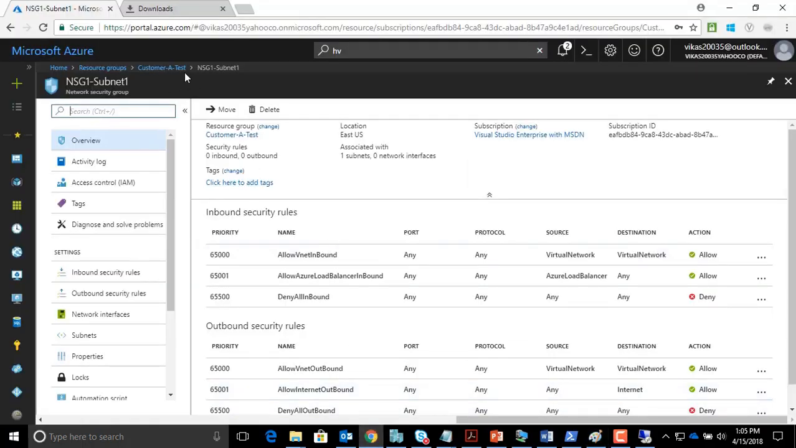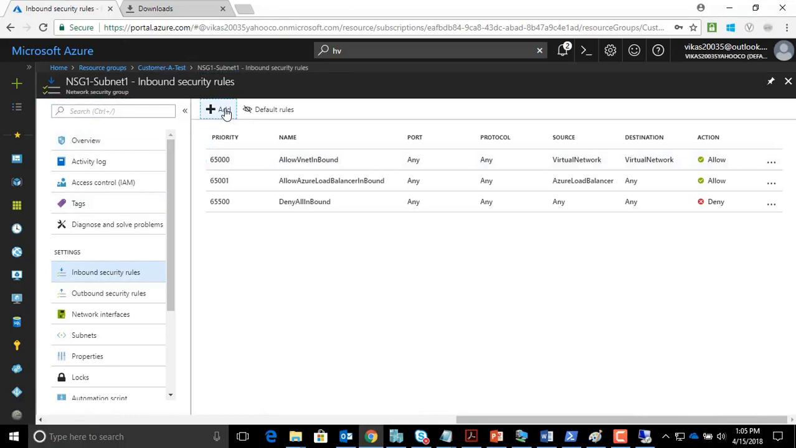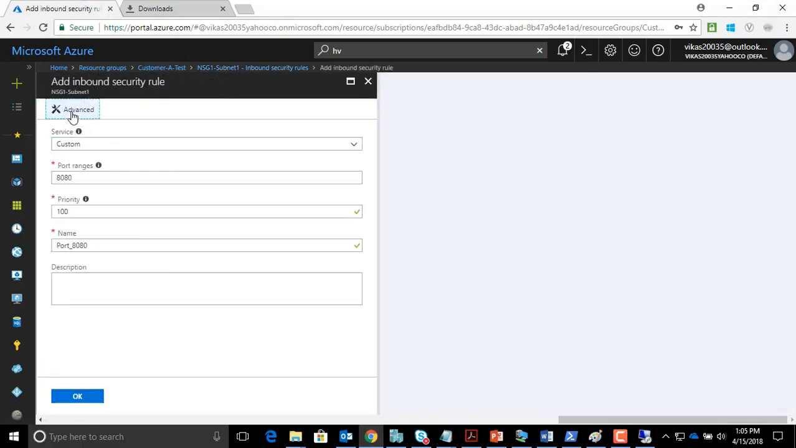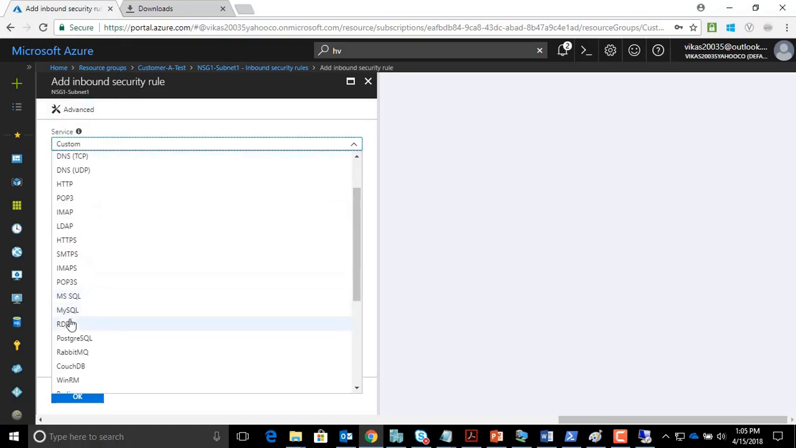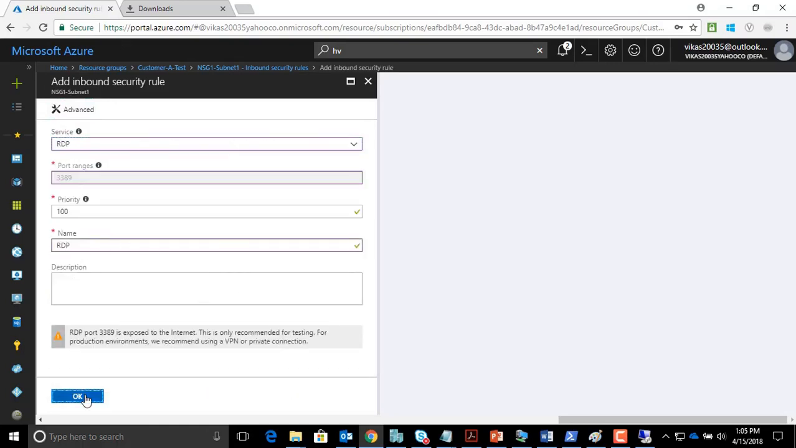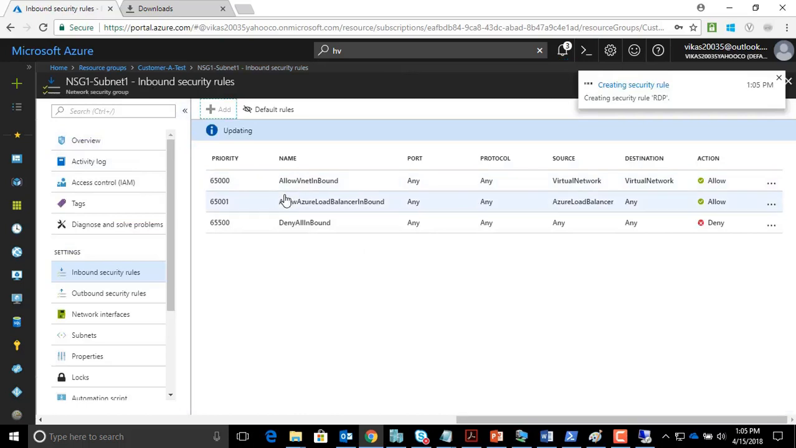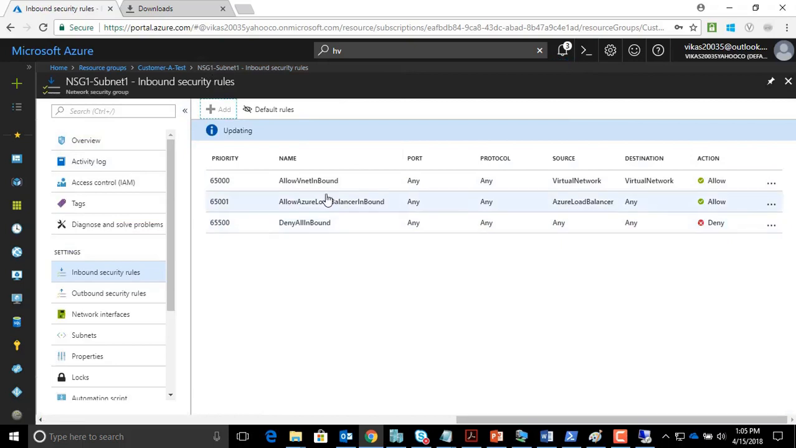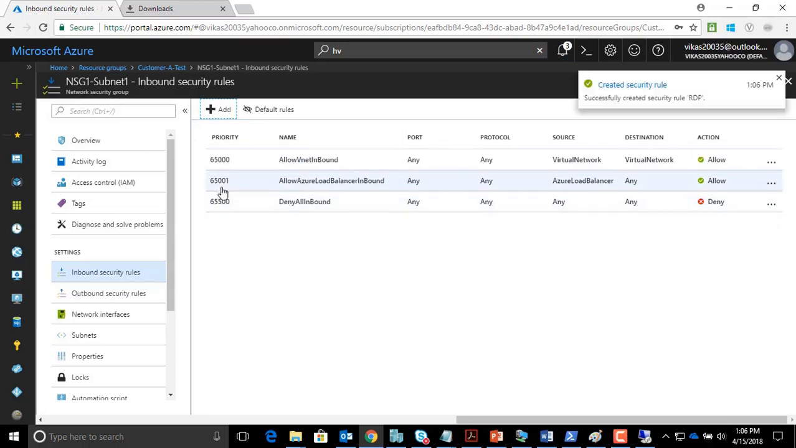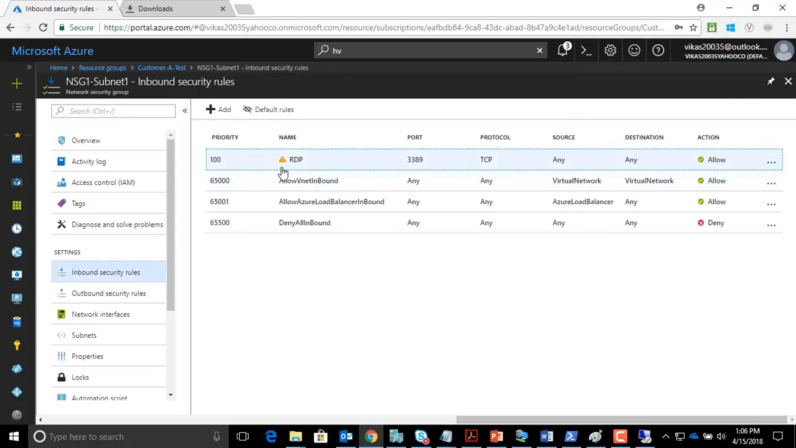So first is NSG1 inbound, add basic rule, click basic and select RDP allow. Straightforward rule, RDP allow, RDP at NSG1 subnet 1. Firewall rules work with priority: the lower the number, the higher the priority. So here everything is blocked, but I have an RDP rule, which is rule number 100. So RDP should be allowed, which has the highest priority as compared to the other numbers.